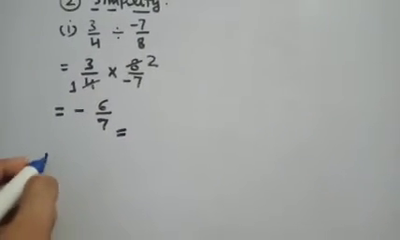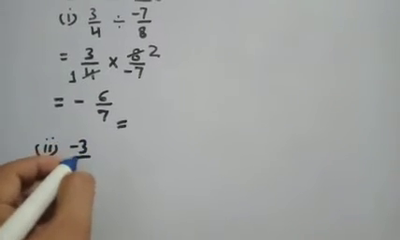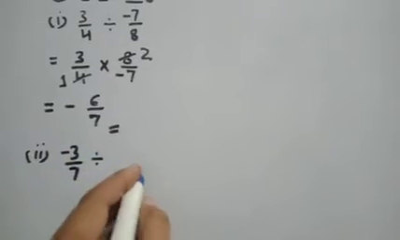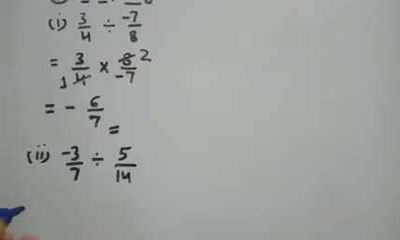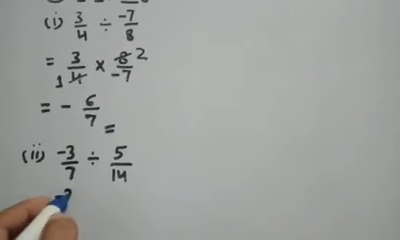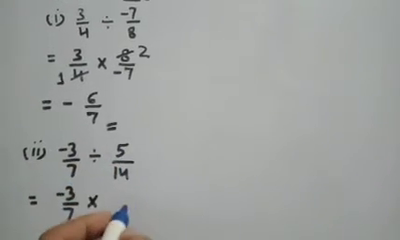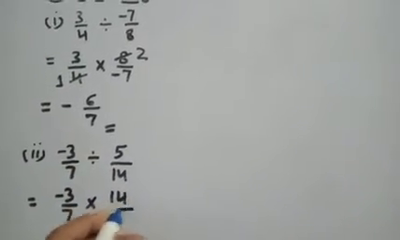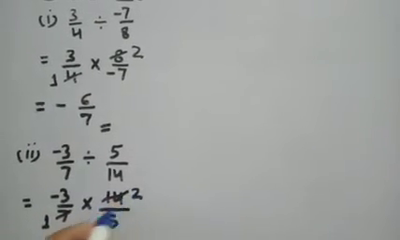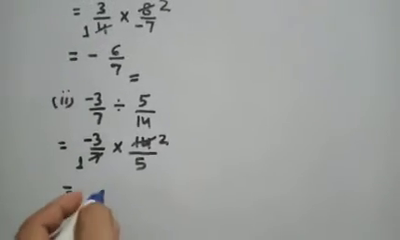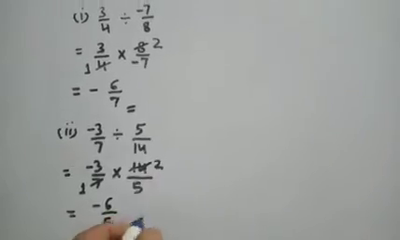Second part, minus 3 by 7 is divided by 5 upon 14. So minus 3 by 7 will remain the same. Division converts into multiplication and the reciprocal of 5 upon 14, that is 14 upon 5. Now 7 ones are 7, 7 twos are 14. Then minus 6 upon 5 will be the result.